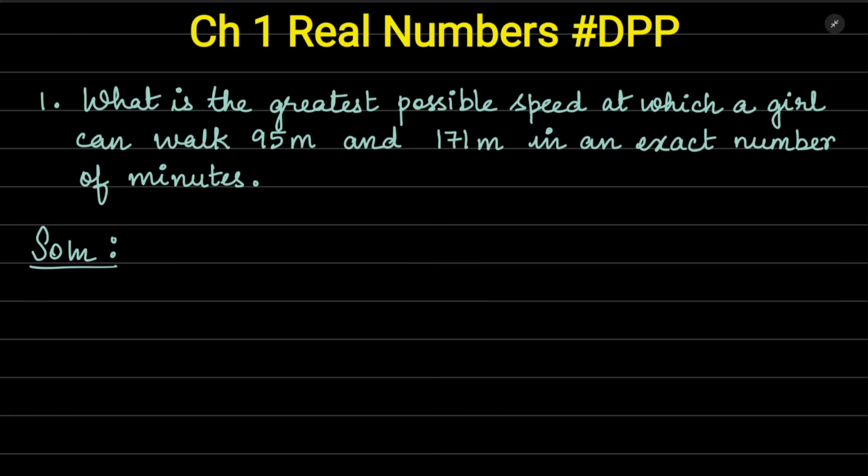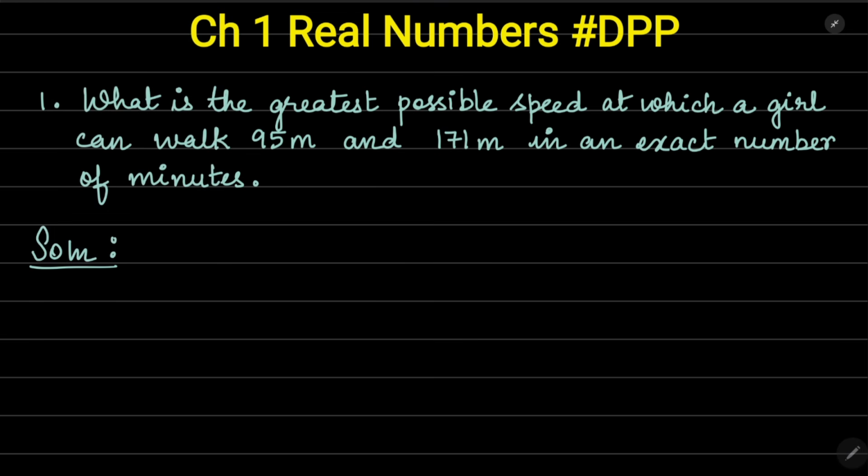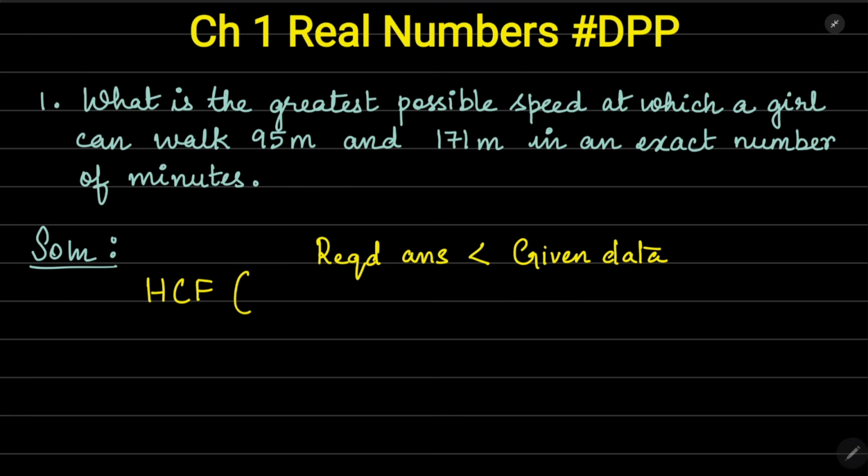So, the greatest possible speed cannot be a number greater than the given number, right? It is definitely going to be lesser than. If the required answer that you are being asked is less than your given data, then you will be calculating your HCF. It's the HCF which will give you the greatest possible speed. HCF of the two values that are given, 95 and 171.